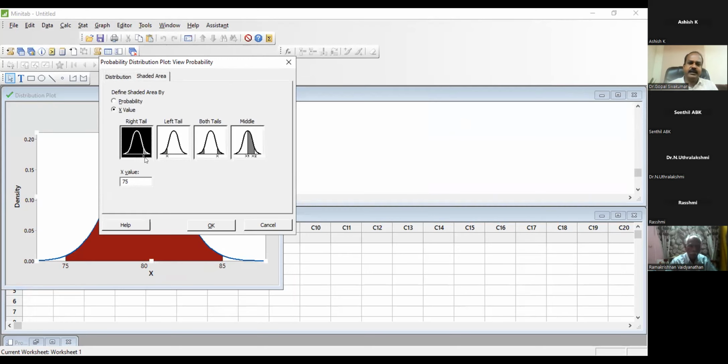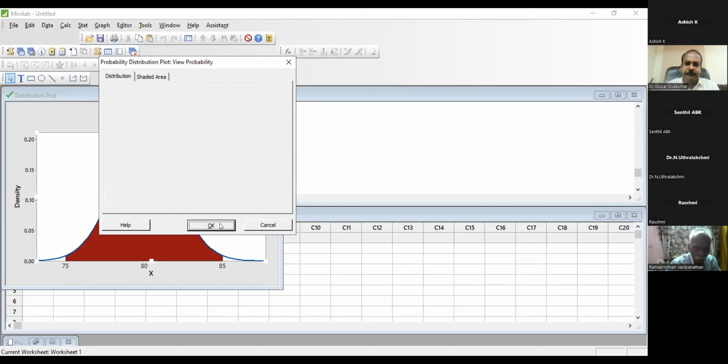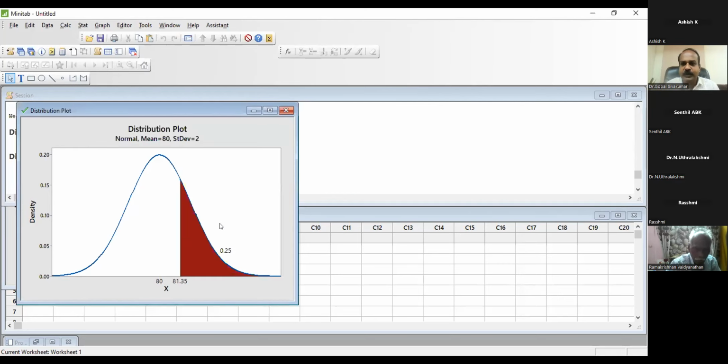When I take the right tail, what will be the area to the right of my quartile 3? 25, sir. So I am choosing probability. I know the probability, but I don't know the x value, right? So you choose the probability and type 0.25 here. What is my intention now? I want to find the value of this line. The value of the line is Q3. Now I give OK. Minitab will draw the distribution for me.